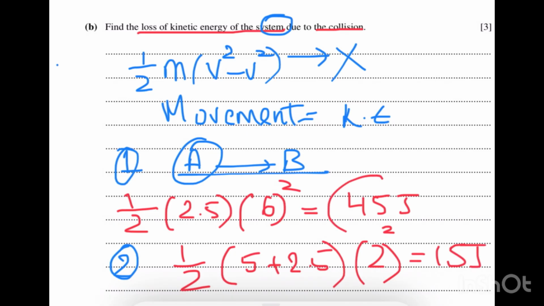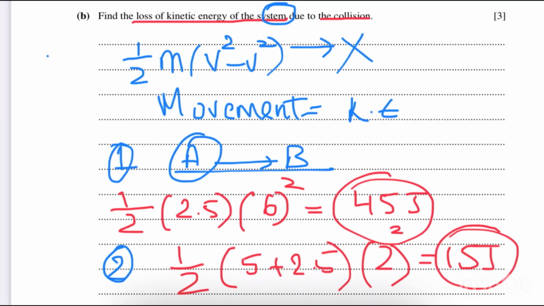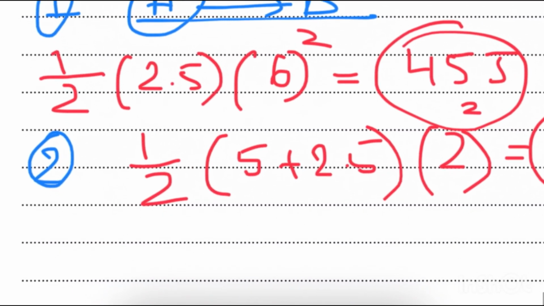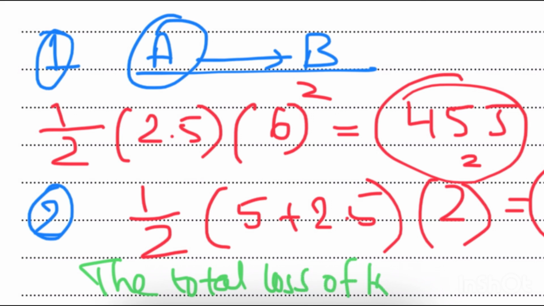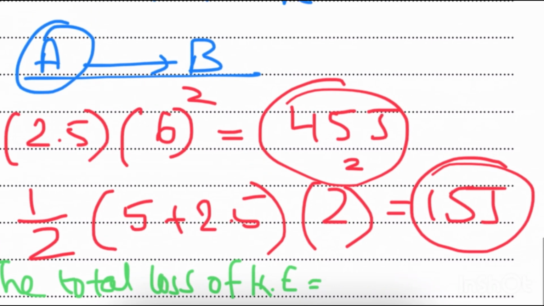45 joules is the initial kinetic energy, and this 15 joules is the final energy in the system. So we need to subtract those to find the loss. So 45 minus 15 is 30. So that means that the total loss of kinetic energy was equal to 45 minus 15, which is equal to 30 joules.